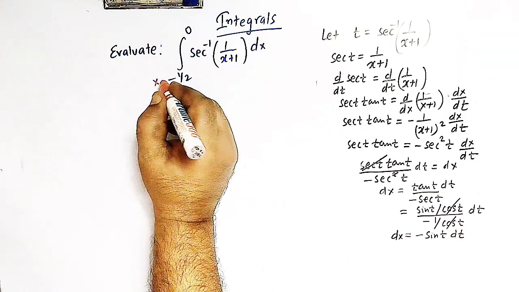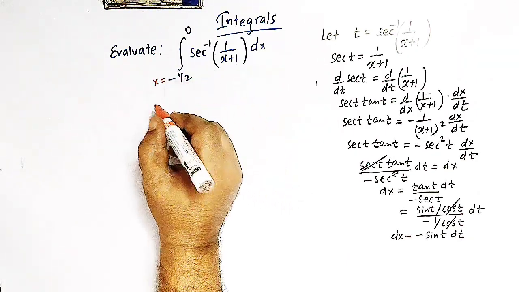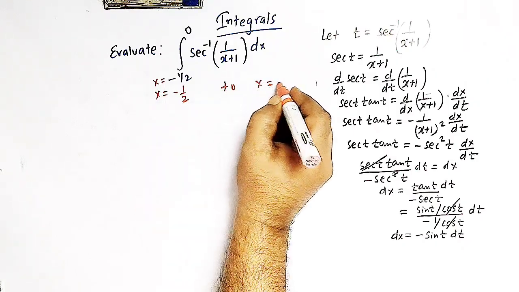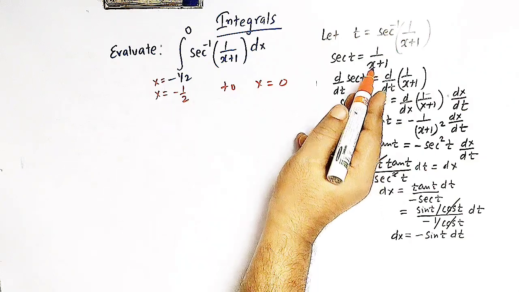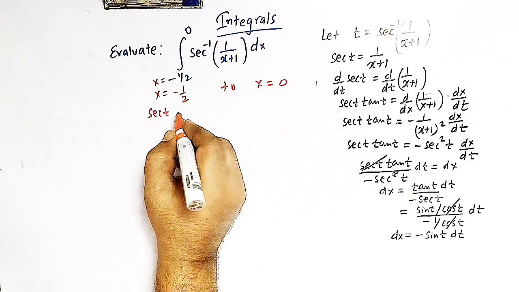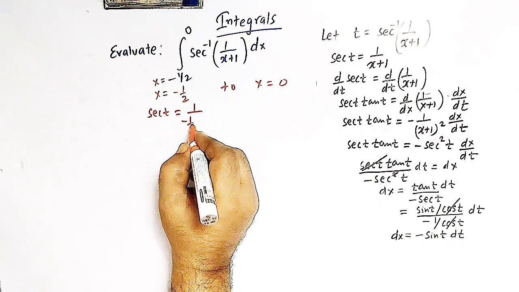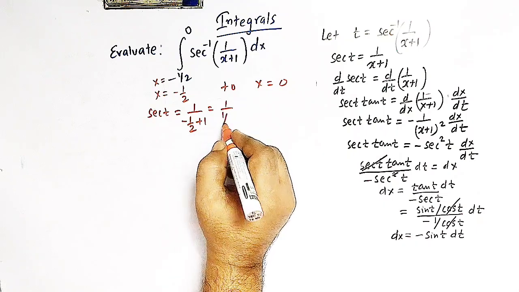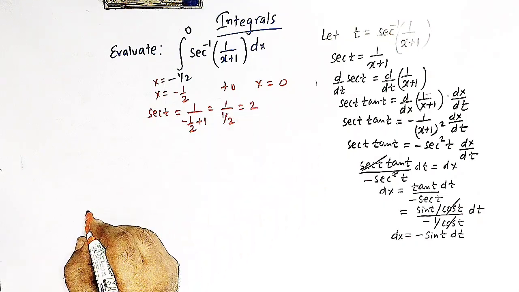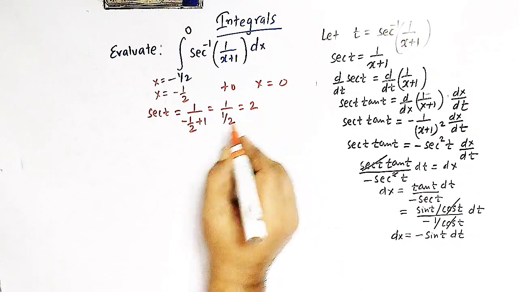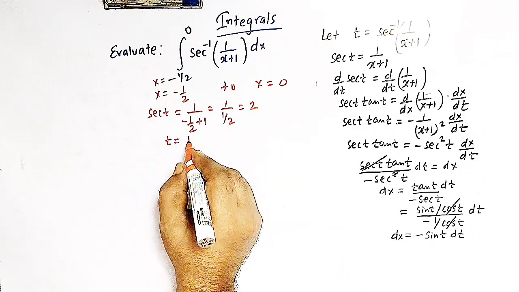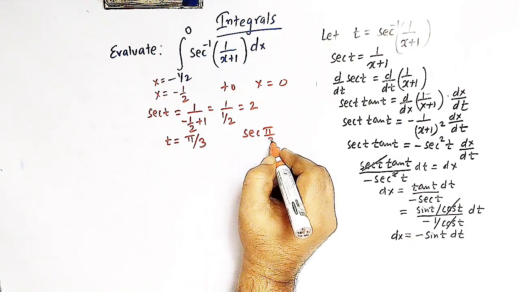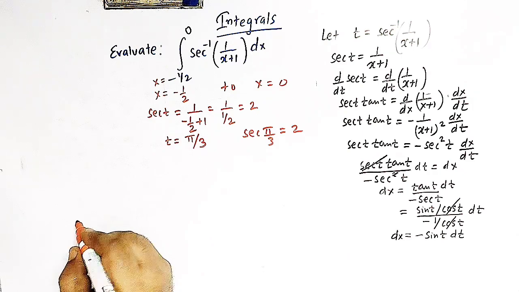So here we see that the limits of integration vary from x is equal to minus half to x is equal to 0. So when x is equal to minus half, then secant t is given by 1 over minus half plus 1. So this is 1 over half, which is 2, right? So secant t is equal to 2. So t is equal to pi by 3, because secant pi by 3 is equal to 2, right?